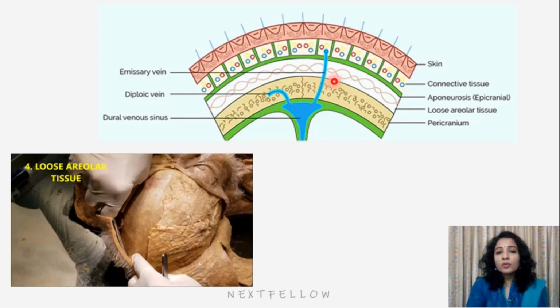The layer of loose areolar tissue beneath the aponeurosis accounts for the free mobility of the scalp proper. Additionally, it is like an easy plane of cleavage in injury. Usually the plane of cleavage is along the loose areolar tissue, that is the subgaleal layer or subaponeurotic layer. And when the hairs are caught in machinery, the scalp proper is avulsed in this plane, and surgeons mobilize the scalp flaps in this plane.